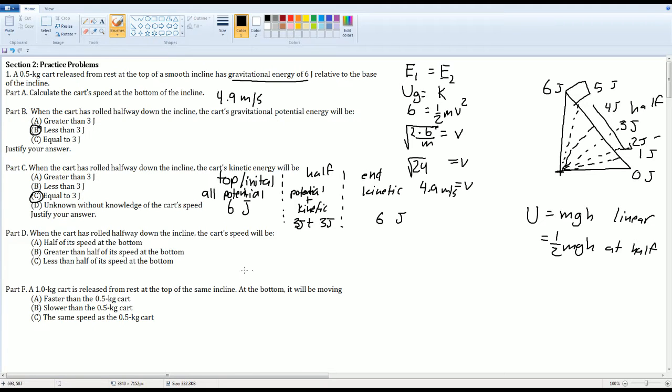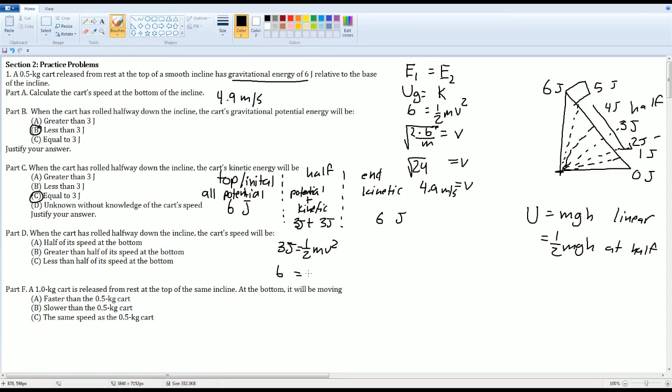When the cart has rolled halfway down the incline, the speed will be what? Well, we know it's 3 joules of energy, and that has to be equal to 1/2 mv squared, right? So its speed will be what? Do I have its mass? Well, I do have 0.5 kilograms. So let's see if I can do that. Becomes 6.